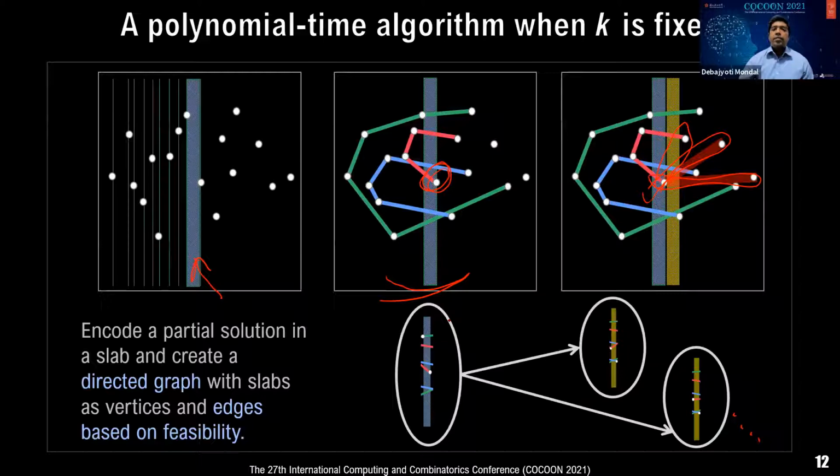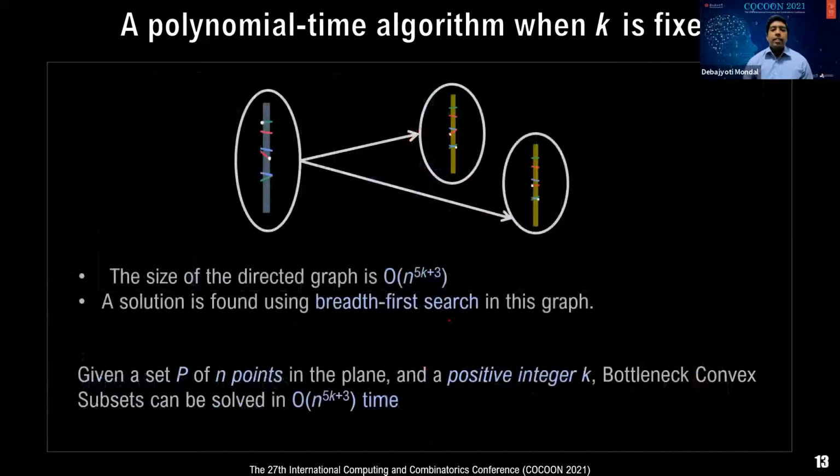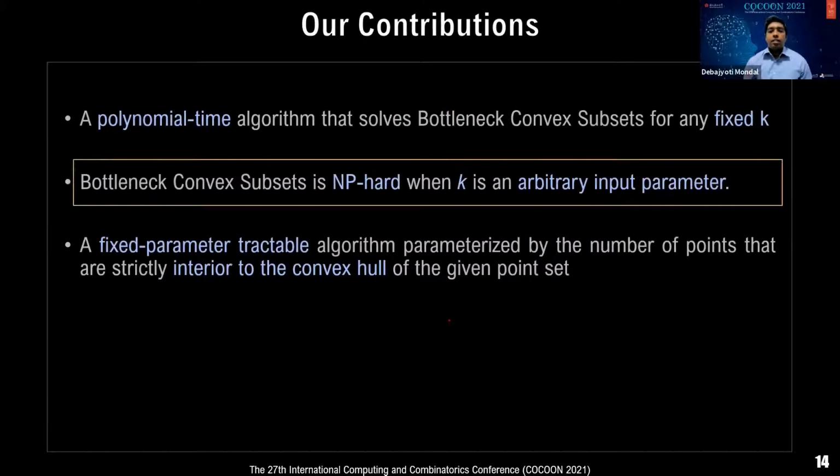Now, after we do it for all possible slabs and all possible configurations, we get a graph which is of size order n to the power 5k plus 3. And we can show that a solution can be found by using a breadth first search on this graph. Finally, we end up with this theorem that given a set of n points and a positive integer k, the bottleneck convex subset can be solved in n to the power 5k plus 3 time. This ends our first contribution.